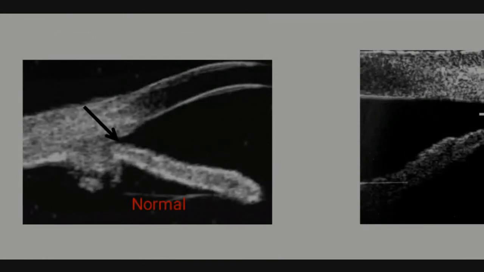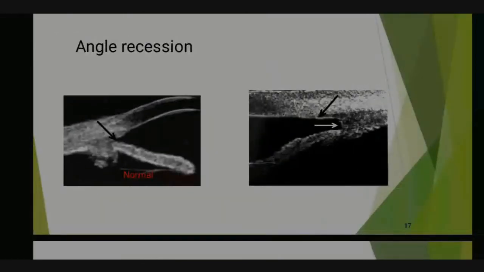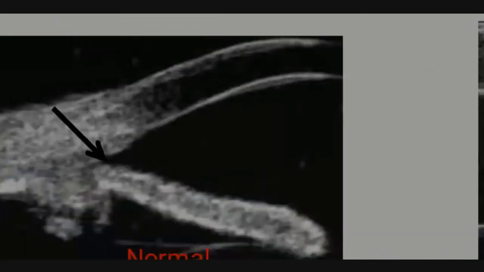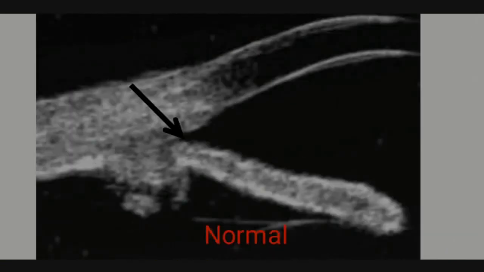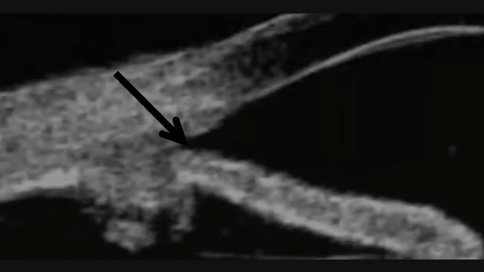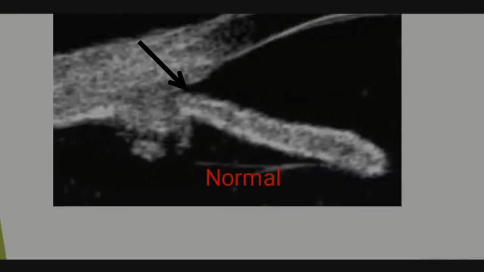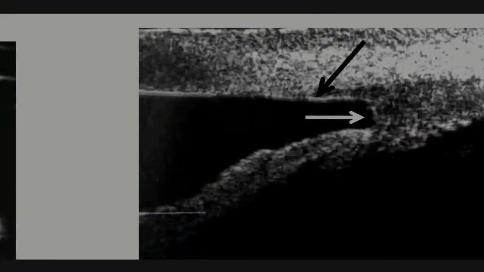Next we'll see about angle recession. In cases of trauma, if the gonioscopy is not done, we need to mention about angle recession also. So the black arrow indicates the normal angle structure. This is how the normal angle will be. To see whether any angle recession is there, you can see the difference.